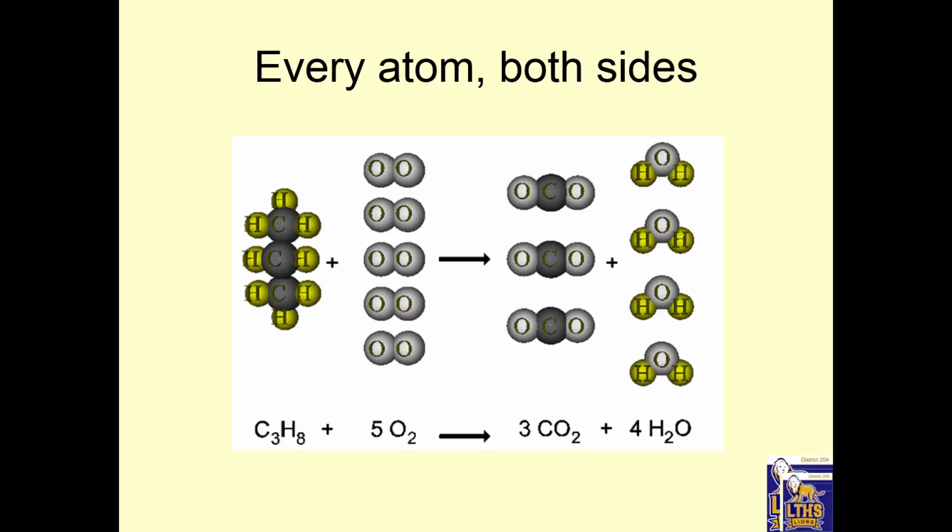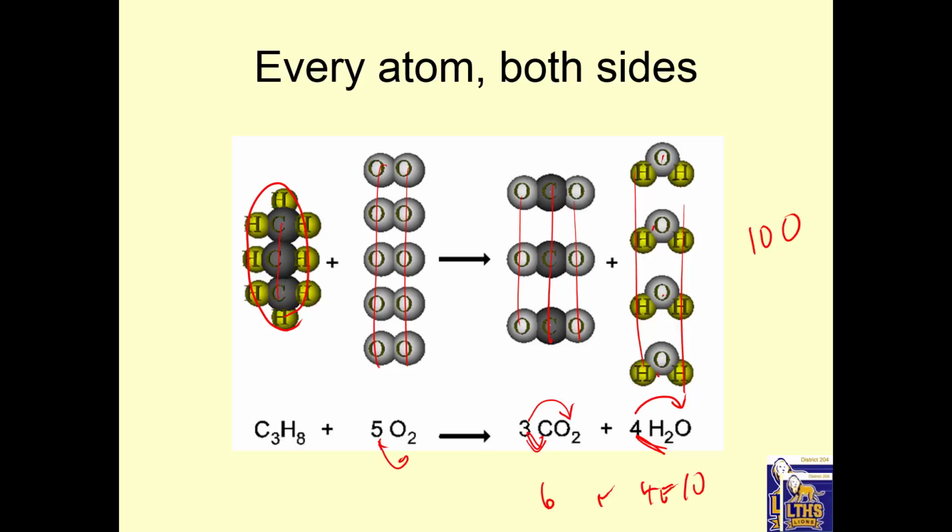This is C3, so here's your 3 C's. H8, so here's your 8 H's. Do we have that on the other side? Well, here's our 3 C's, which is indicated by that, and 8 hydrogen, which is indicated by that 4 times 2. Oxygen: 5 times 2 is 10 oxygen. Oxygen on this side: 1, 2, 3, 4, 5, 6, 7, 8, 9, 10 oxygen. Let's see, 3 times 2 is 6, plus 4 is 10. So all atoms are accounted for.